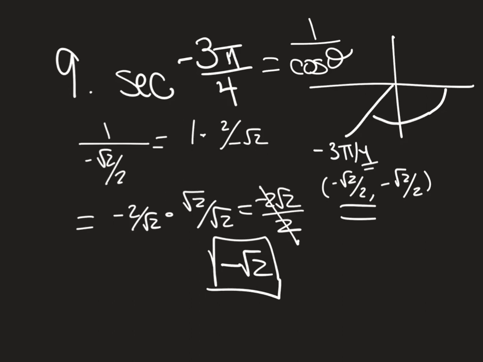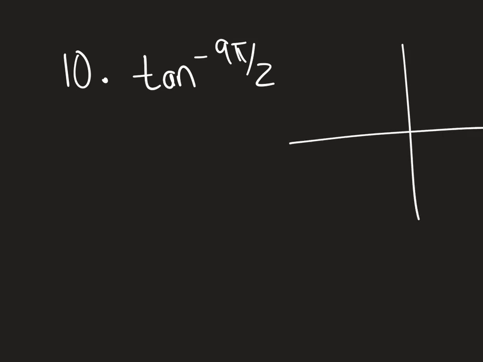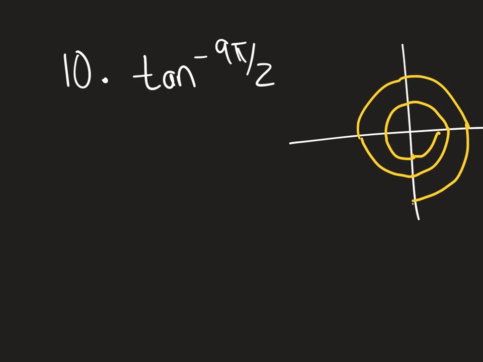And let's try 10. So 10 says you have tangent of negative 9 pi over 2. So we're going to count this one out. There's a half a pi, there's one of them. Every quadrant is worth a half a pi. So negative 1, negative 2, negative 3, negative 4, negative 5, negative 6, negative 7, negative 8, negative 9 pi over 2.